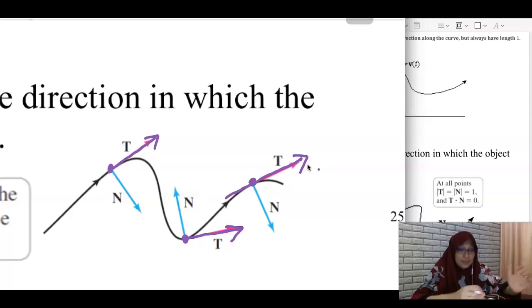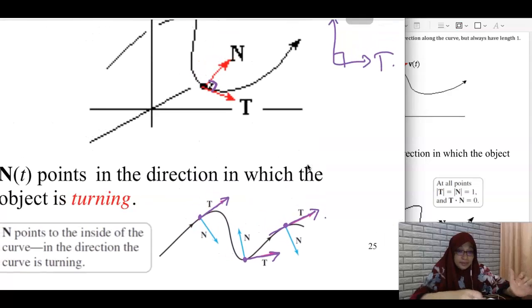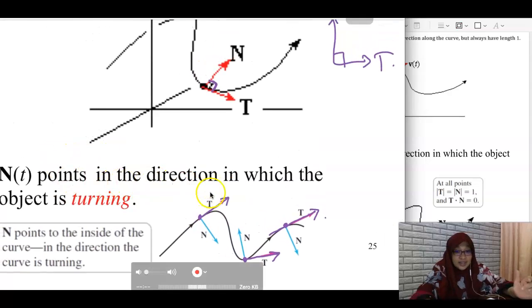So how about N? As mentioned here, N points in the direction in which the object is turning. The extra information provided here is that N points to the inside of the curve, in the direction the curve is turning. You can see that it starts turning, so you know this is T, and the perpendicular of T should be N. Similarly over here, if this is your T, the perpendicular of T is N, but pointing inside. That is the property of unit normal.